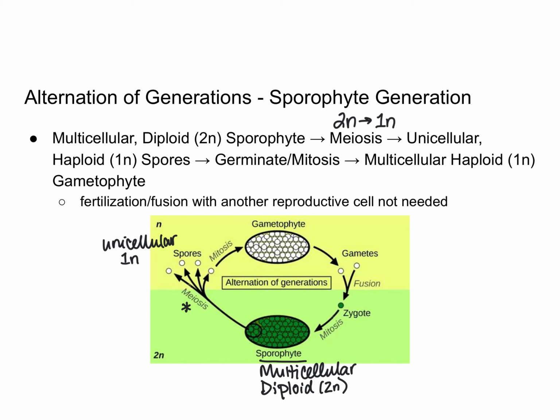Now, if those spores find a suitable environment, they can germinate, which basically means that they go through mitosis. Remember, with mitosis, whatever the parent cell is, the daughter cells also have to be. Since we're talking about 1N haploid spores, then we can only make 1N haploid cells. So this mitosis produces a gametophyte, which is multicellular. But all the cells in this organism are haploid.